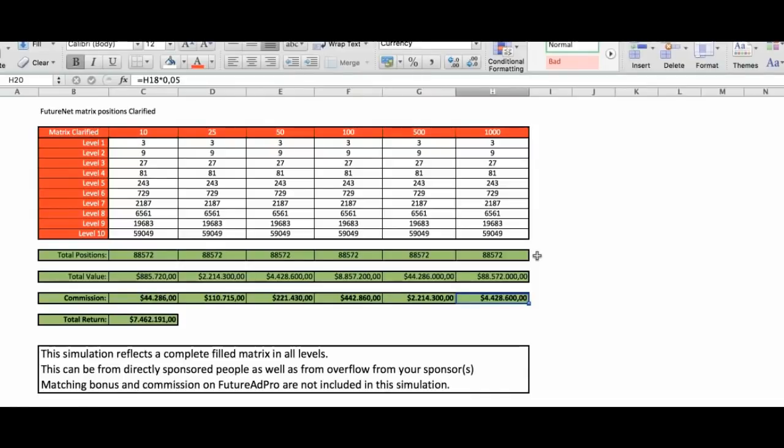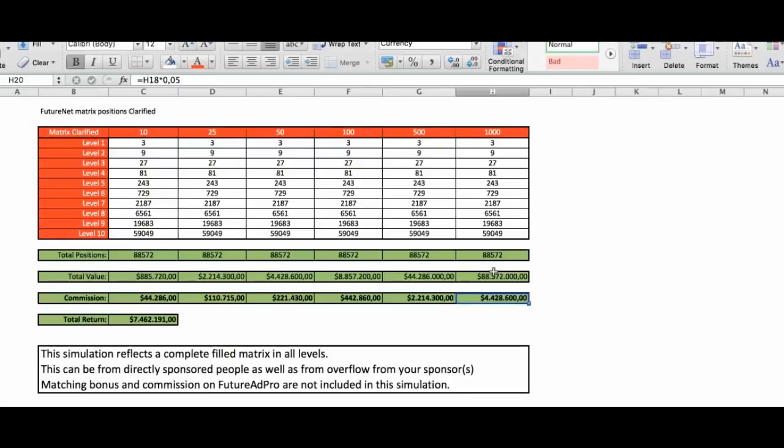For the first level of the $10, if that matrix is filled up, so let's assume that matrix gets filled up at some point. Okay. Let's assume that. So that means that in total 88,000 euro or dollars has been injected into that matrix. For the $25 matrix, that would be 2.2 million. For the $50 matrix, that would be 4.4 million. 8.8 million for the next one, 44 million for the $500 matrix, and 88 million injected for the $1,000 matrix until that is filled up with 88,000 positions.